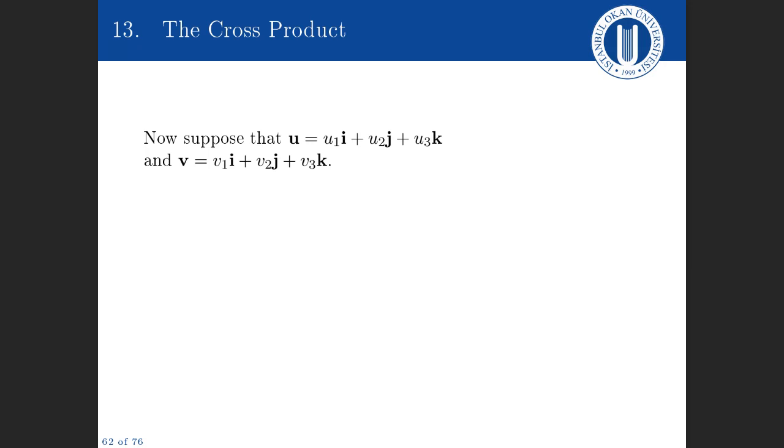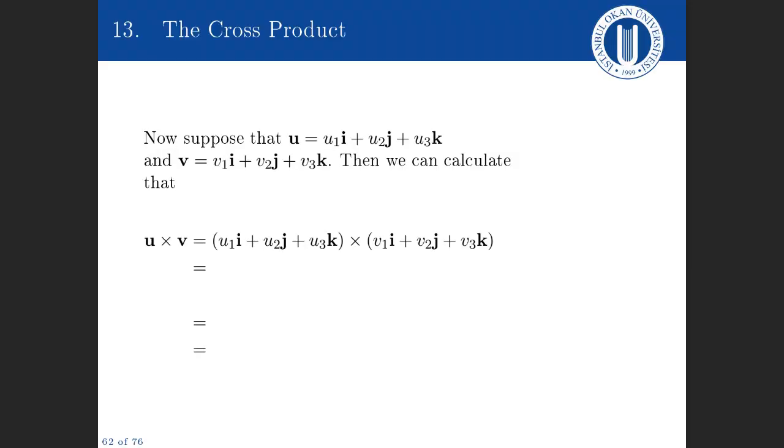Now, let's suppose we have just any two vectors, u and v. I want to calculate a formula for u cross v. So I'm going to be doing u1 i plus u2 j plus u3 k cross v1 i plus v2 j plus v3 k. We're going to be multiplying these together. We do first term cross first term, and then first term cross second term, first term cross third term, second term cross first term, second term cross second term, and so on.